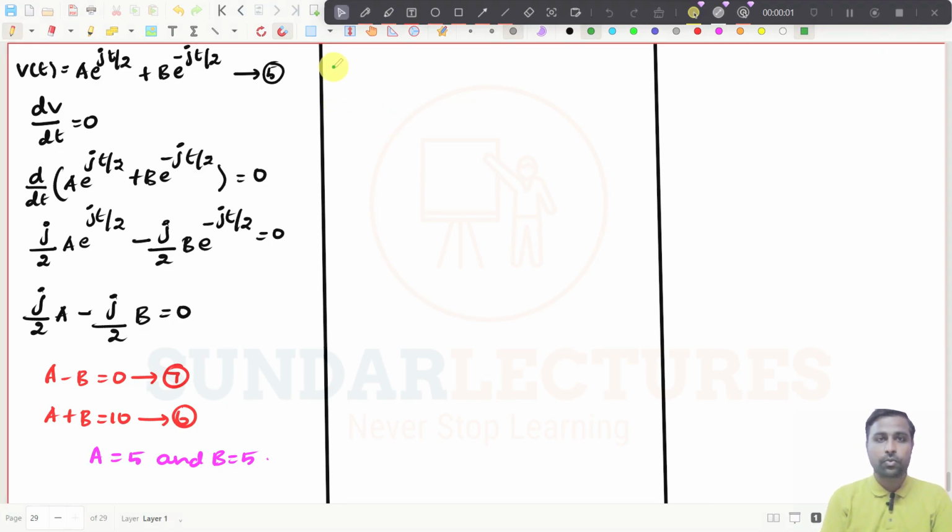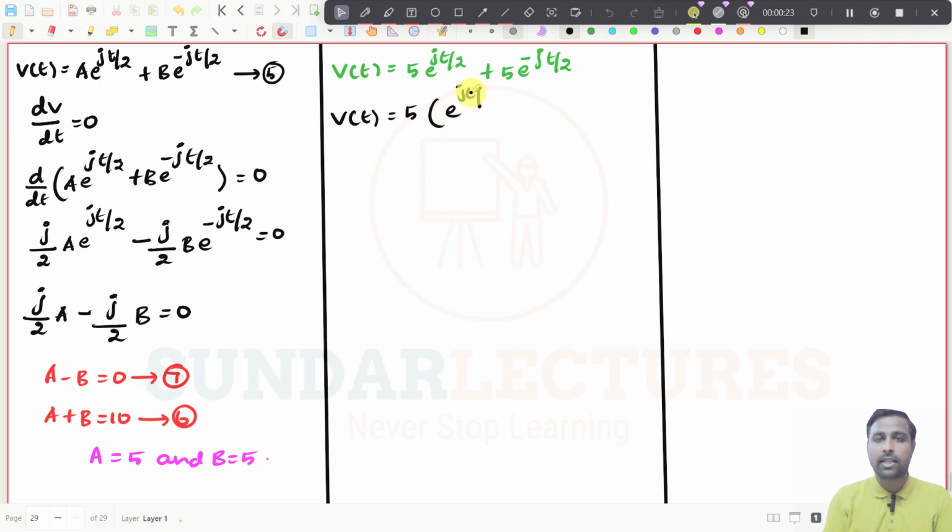So if I substitute, what I will get: V of t will be equal to 5 e power j t by 2 plus 5 e power minus j t by 2, right? If I take the 5 commonly outside, then it will be e power j t by 2 plus e power minus j t by 2. So this is the final expression, and we know that we have seen these kind of things, right?